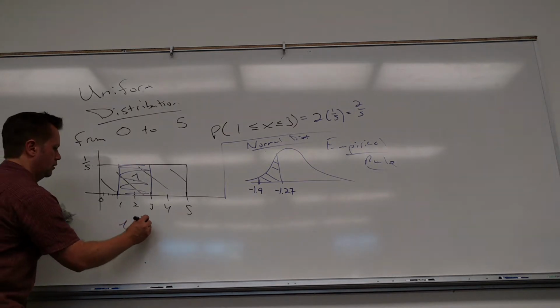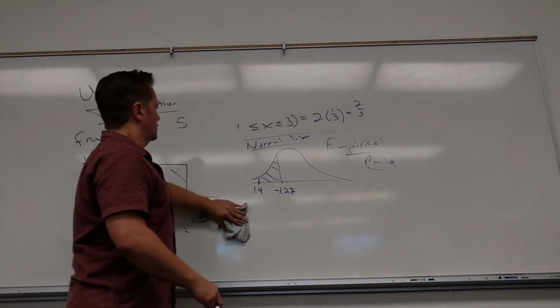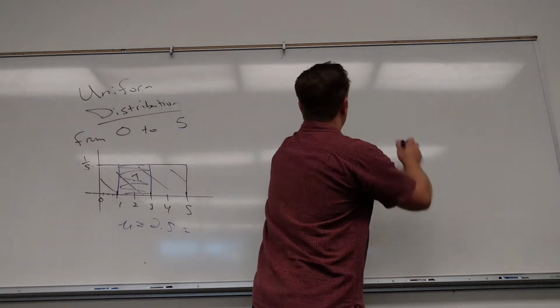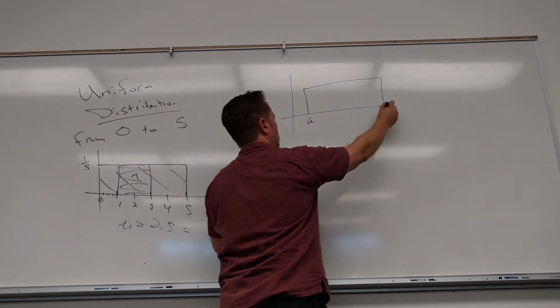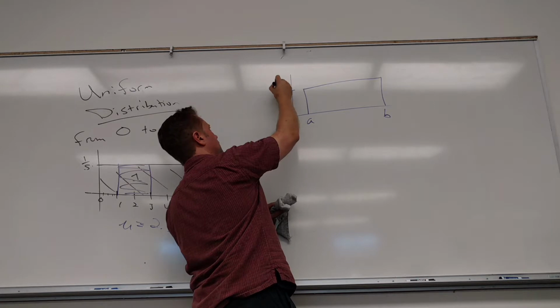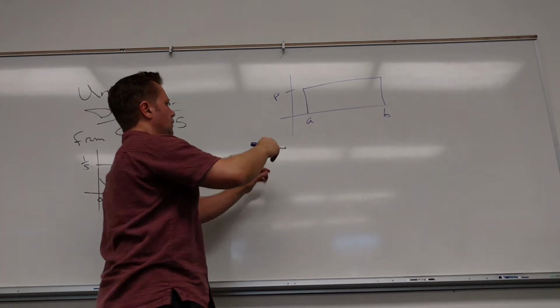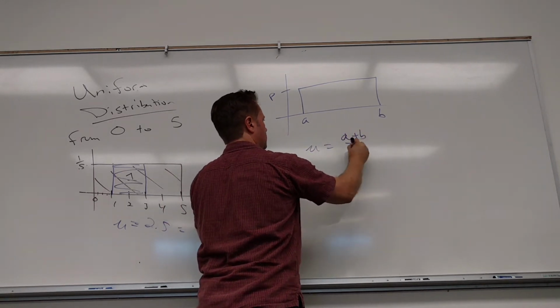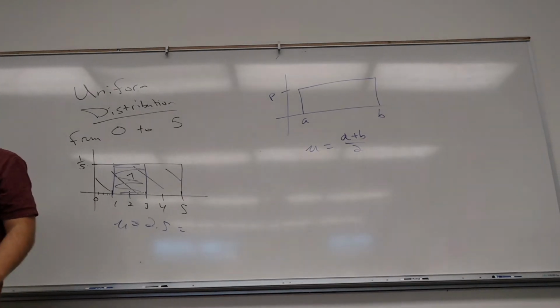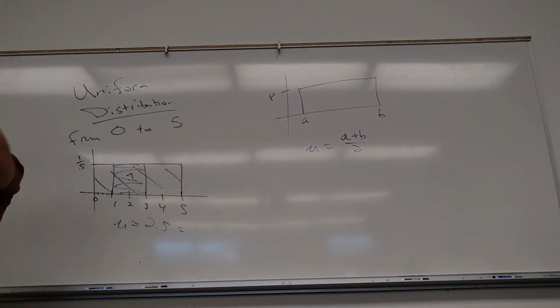So the mean is 2.5, and let me make this more general. If I had a uniform distribution from A to B, let's call it P for probability, the mean would be A plus B divided by 2. That's pretty much what we just did, right? Everything's equally weighted, so the mean should just be the average of the high and the low. Now, let me let that sink in.